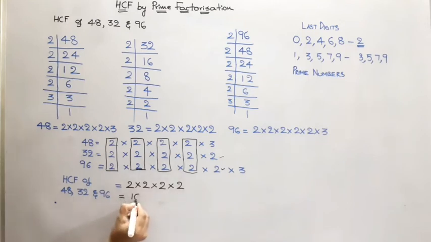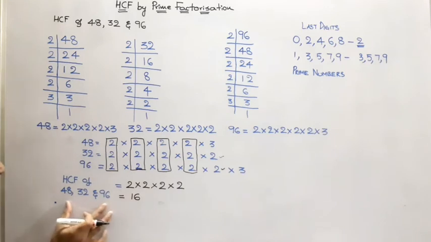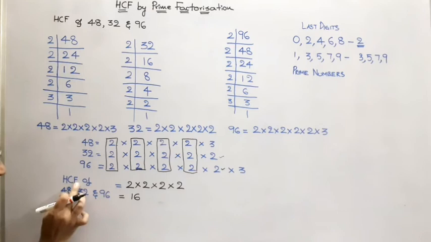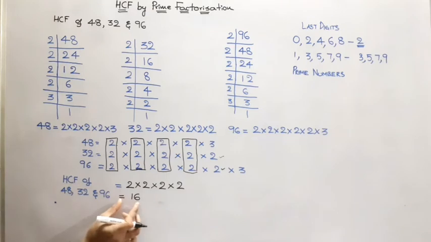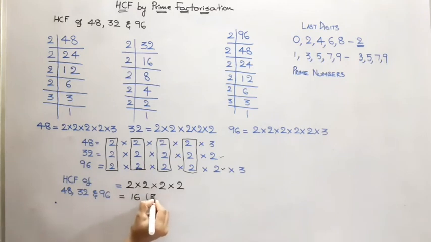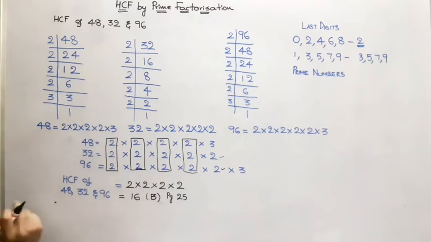This is the way we have to find the HCF using prime factorization. So the HCF of 48, 32 and 96 is equal to 16, which is available in option B of your first MCQ, children. Page number 25, first MCQ is option B. Anyway, I will show you in the textbook. Hope you understood this process.